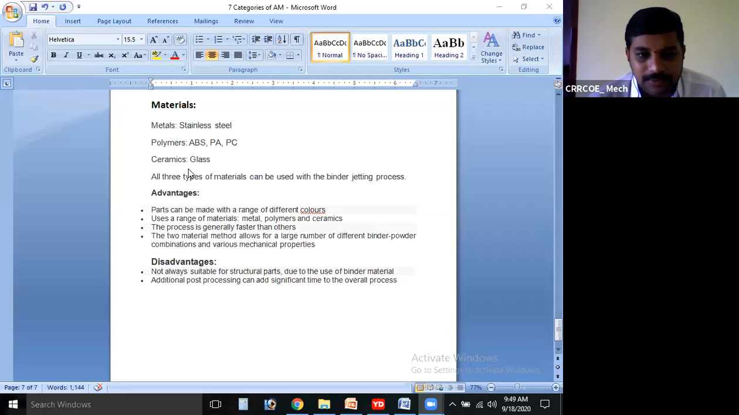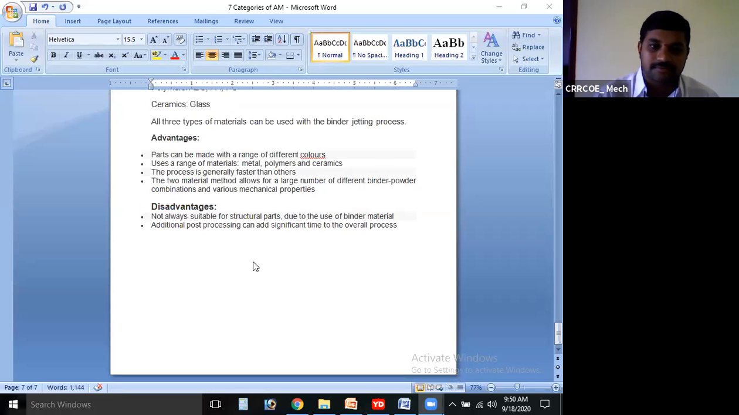Additional part processing can add significant time to the overall process. So here post processing is required. In the previous category, material jetting, the post processing is eliminated. Here post processing is required, and when post processing is required, definitely it consumes more time in the process.